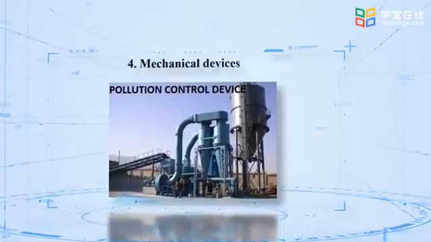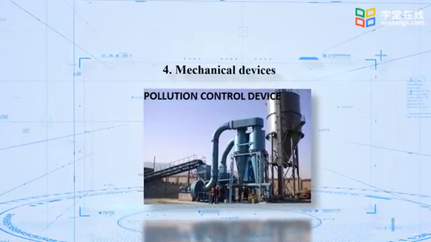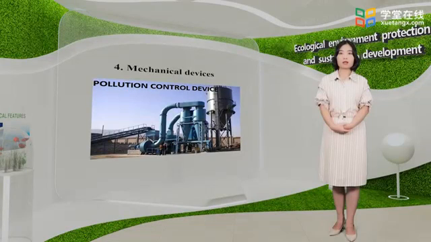Mechanical devices work in the following ways. The first is gravity. In this process, the particulates settle down by the action of gravitational force and get removed. The second is a sudden change in the direction of airflow. This brings about separation of particles due to greater momentum.